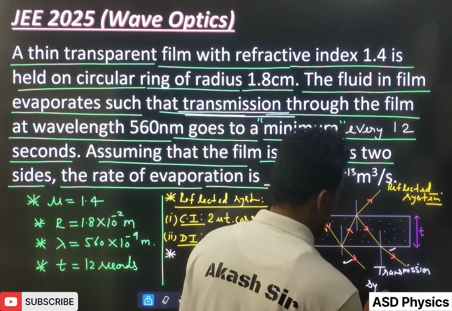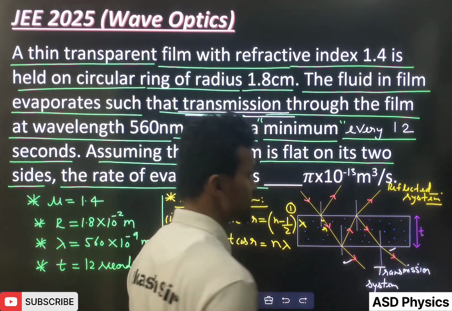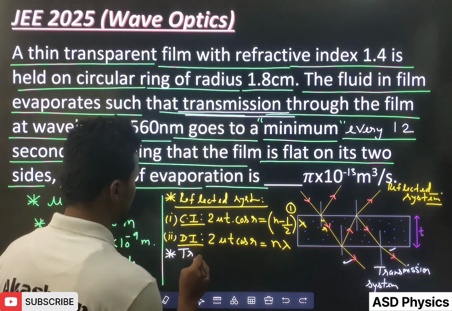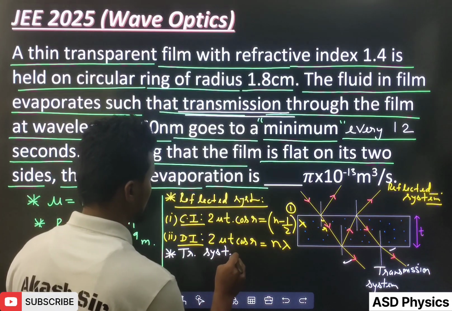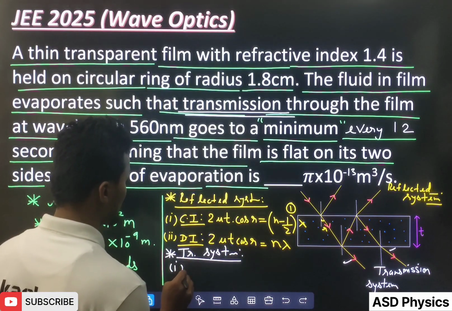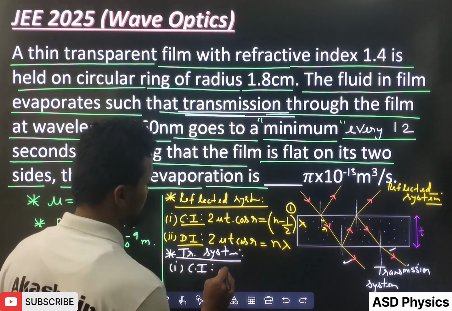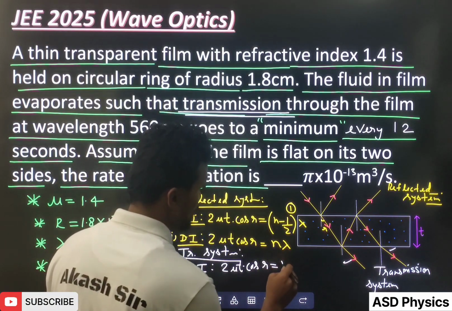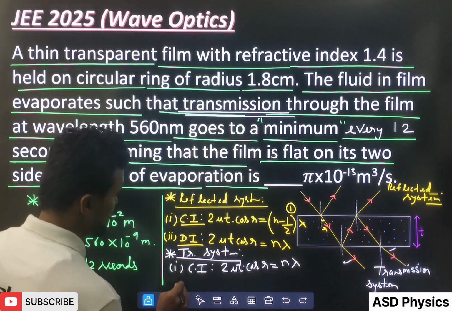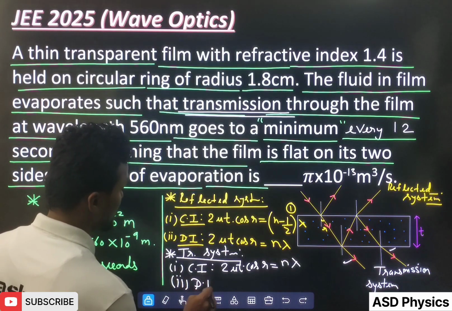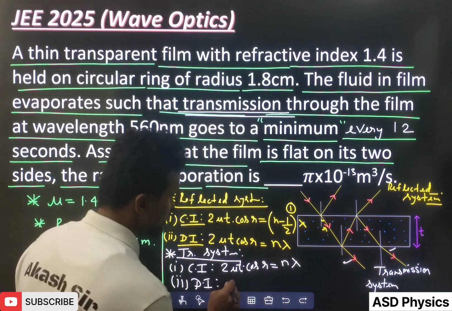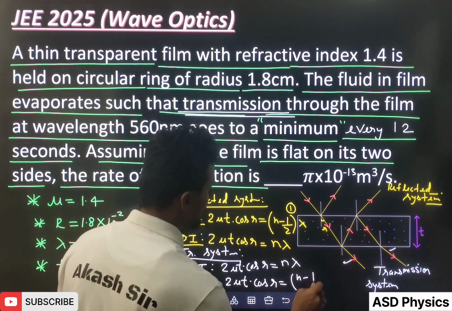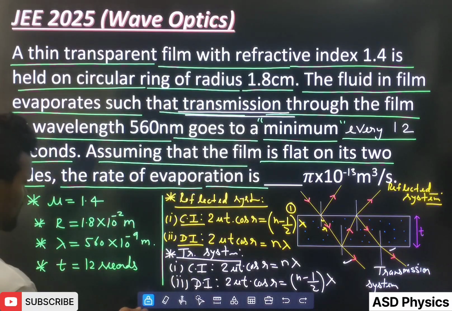Here, the interference is happening between these two rays. In this situation, remember that for a transmission system, that is important, for constructive interference, this will be 2 mu t cos r is equal to n lambda. The formula will be reverse. And second, for destructive interference, that means minimum, the formula will be 2 mu t cos r is equal to n minus half lambda. This is our basic.